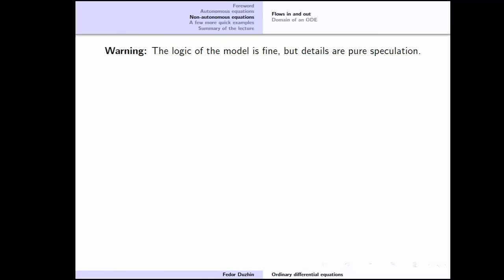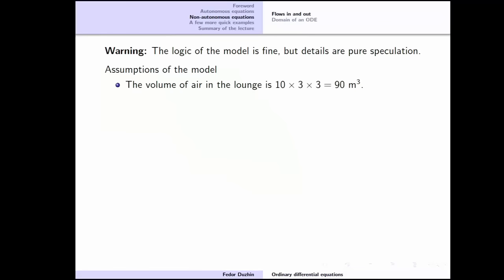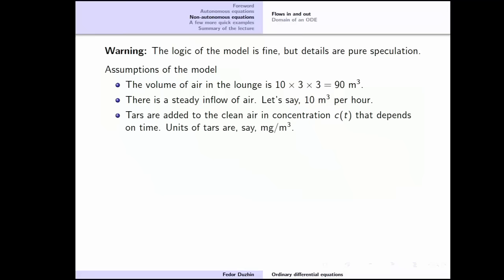So we are going to make the following assumptions, right? The volume of the air, then we assume that there is the steady inflow of air. I don't know if it is accurate or not, I'm purely speculating, but let's say that ventilation sucks in 10 cubic meters of fresh air per hour. Then the unit of these poisonous tars from smoke is milligrams per cubic meter.